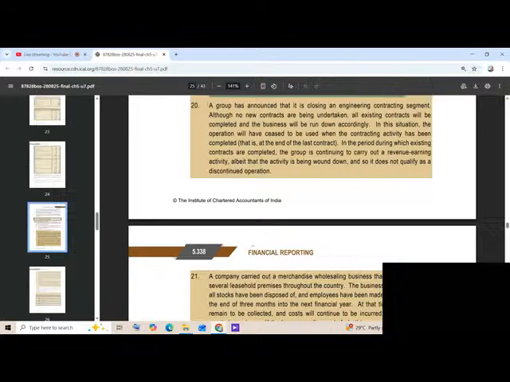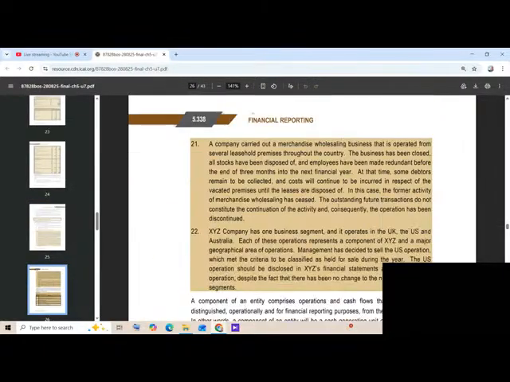Example 20. A group has announced that it is closing an engineering contracting segment. Although no new contracts are being undertaken, all existing contracts will be completed and the business will be run down accordingly. In this situation, the operation will have ceased to be used when the contracting activity has been completed, that is, at the end of the last contract. In the period during which existing contracts are completed, the group is continuing to carry out a revenue earning activity, albeit the activity is being wound down, and so it does not qualify as a discontinued operation.